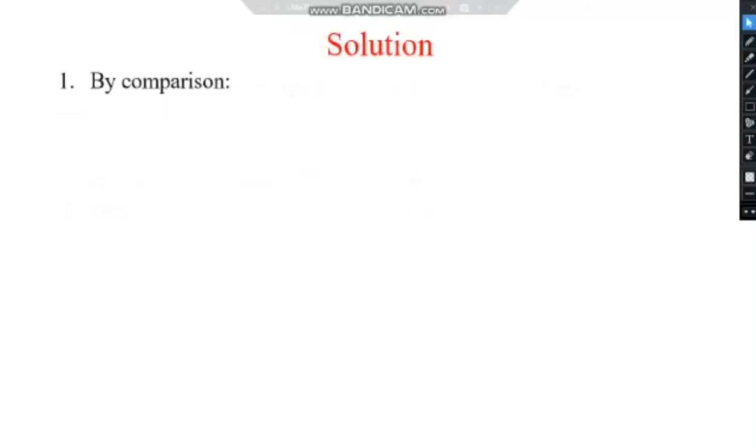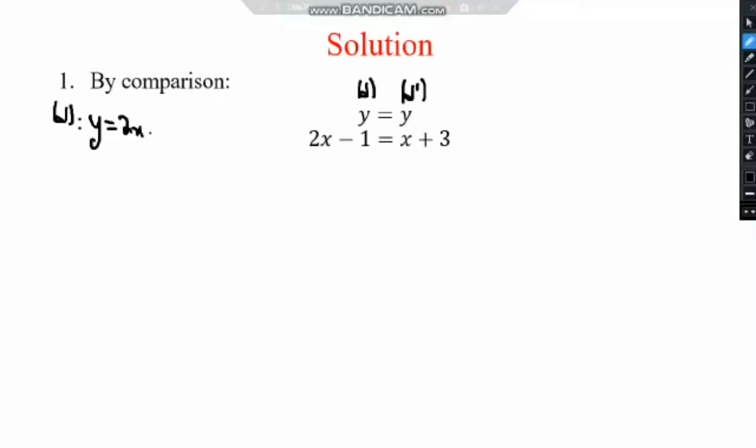The solution of these two parts. 1. We should indicate the method, which is by comparison. We solve in the following way. Y equal to y. We mean by it here, y of D is equal to y of D prime. This y corresponds to D, this y corresponds to D prime. At the point of intersection, y of D is the same as y of D prime. Remember that here, D of equation y equal 2x minus 1 and D prime of equation y equal x plus 3.